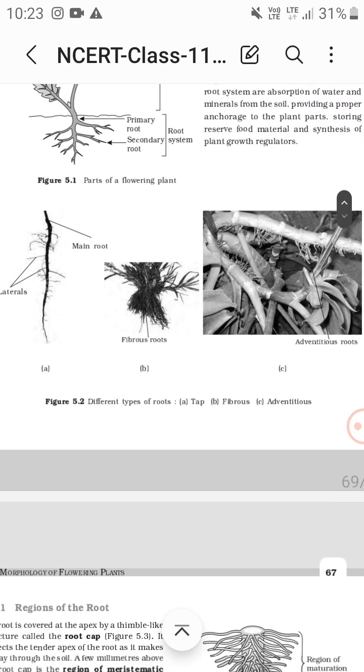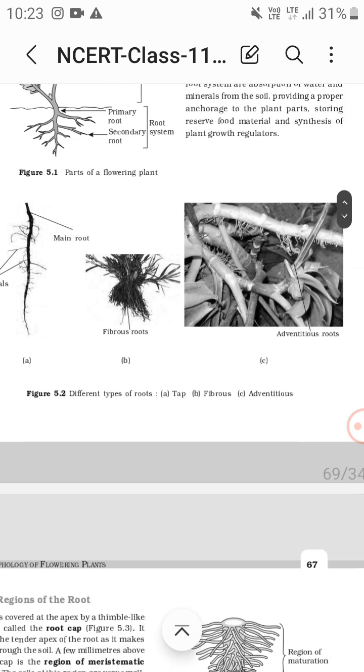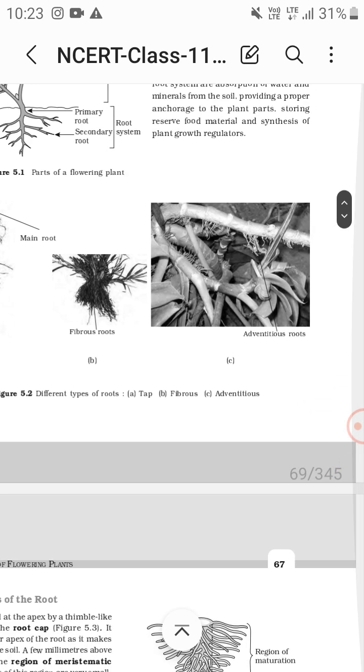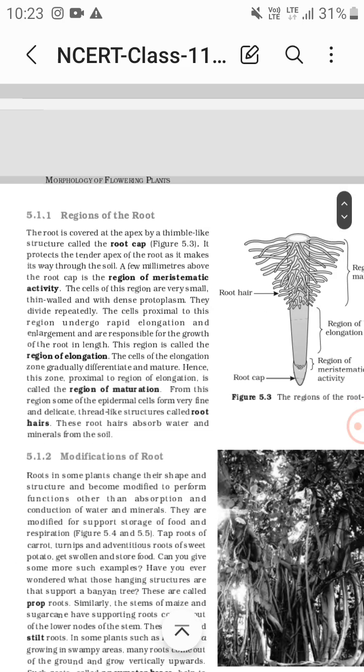Now different types of roots you see: taproot system in the first diagram. There are lateral roots along with the main root, and then fibrous roots is kind of a bunch of roots, and then adventitious root growing other than the radicle. This is adventitious roots. Different types of roots.